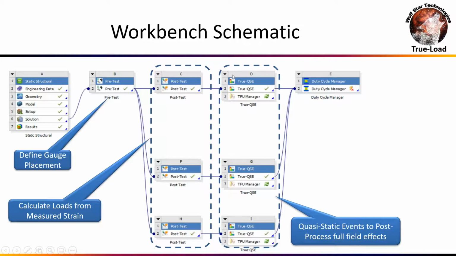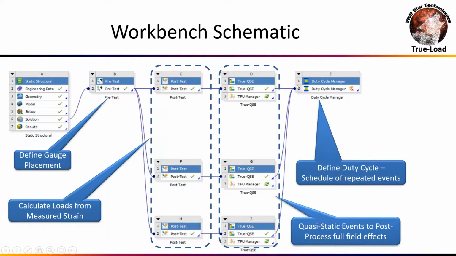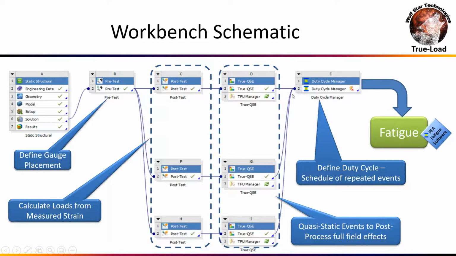Now, let's say we wanted to do a durability analysis. So we could say, you know what, I want to have 3 repeats of the first event, 5 repeats of the second, and 30 repeats of the third. Well, we can bring that into our duty cycle manager here, and we can make up that recipe in the duty cycle manager, and then it will output that FEA fatigue solver information to our fatigue solver and push that out, and then you can run your fatigue analysis. So it's a really nice workflow that we've got inside of the Workbench.